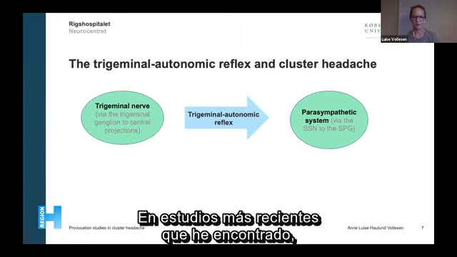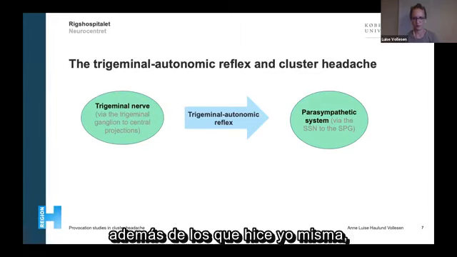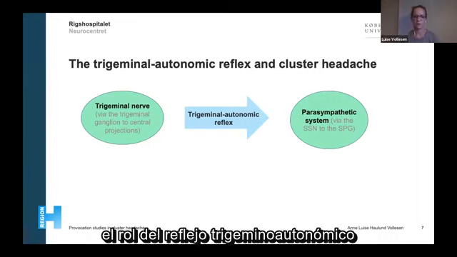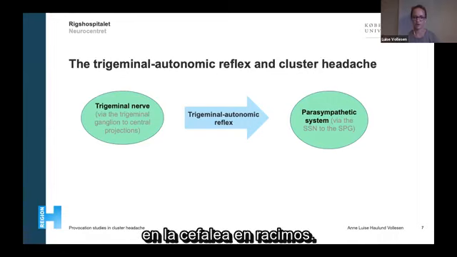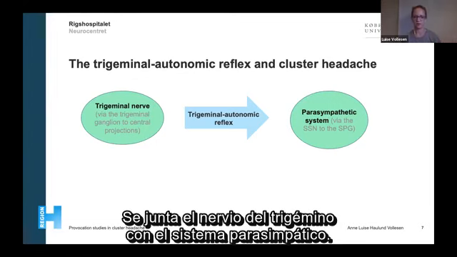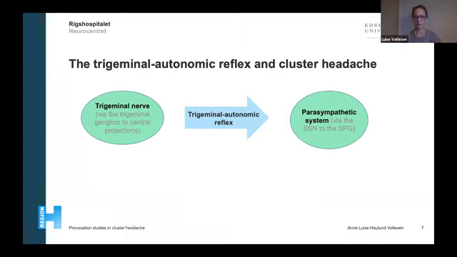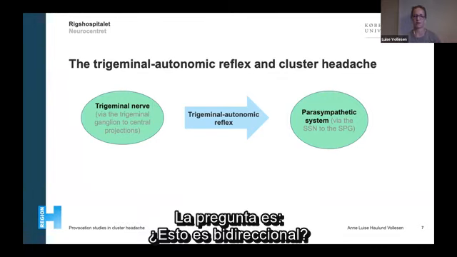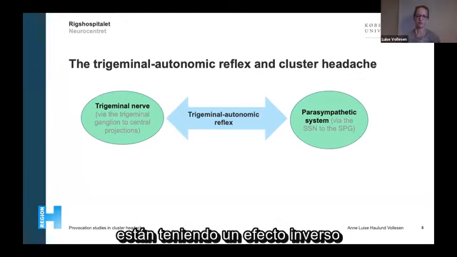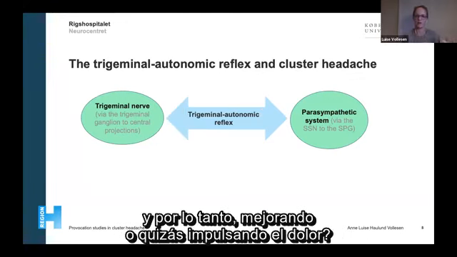So in the more recent studies that I've found, apart from the ones that I did myself, there were a few studies looking at the role of the trigeminal autonomic reflex in cluster headache. So the trigeminal autonomic reflex is presumably activated during the attacks. It couples the trigeminal nerve to the parasympathetic system. So the question is, is this bidirectional? So are the cranial autonomic symptoms in turn feeding back and either enhancing or possibly even driving the pain?